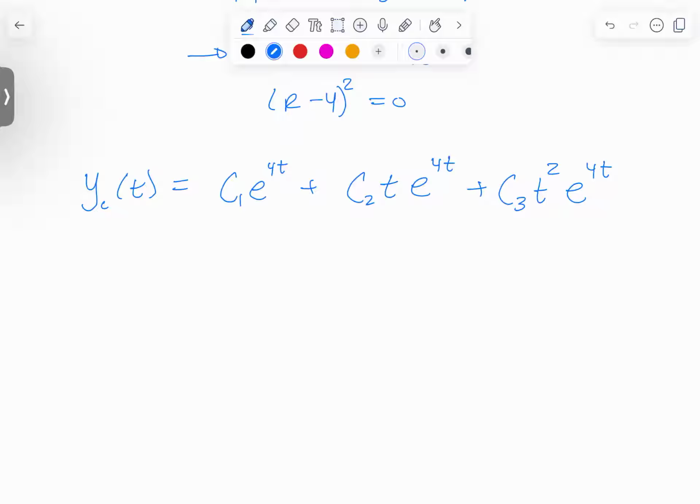All right, now let's look at our g of t function and see if we can identify a particular guess. We've had lots of practice at this now, so we should be awesome, right? Sure.